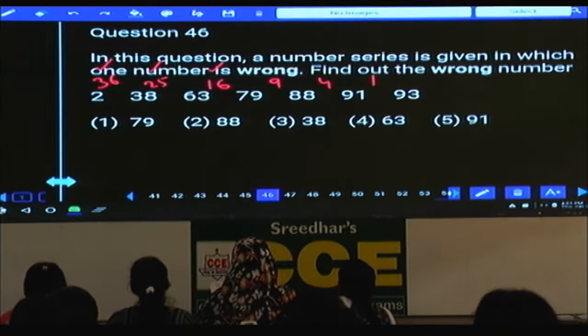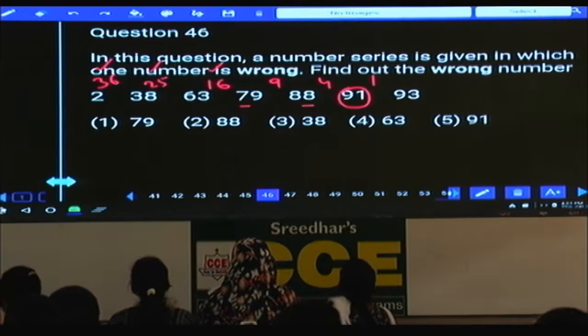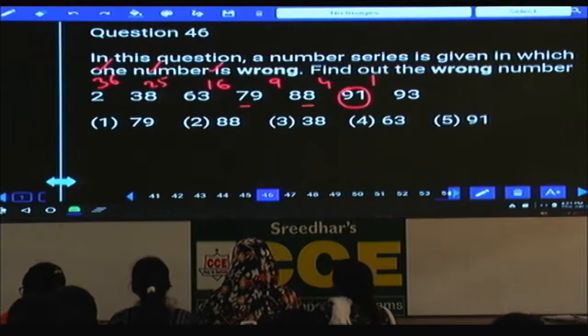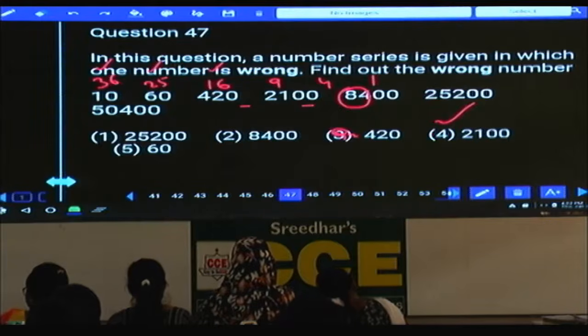Check whether they are following the pattern or not. 63 plus 16 is 79. 79 plus 9 is 88. 88 plus 4 is 92, which is the correct number. In the place of 92, he has given 91. Hence 91 is the wrong number. If it is 92, then 92 plus 1 is 93, that is valid. Choice 5 is the answer for 47.